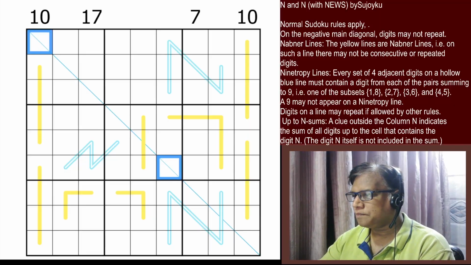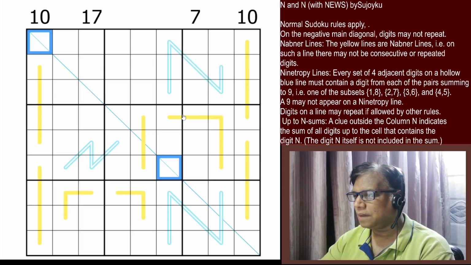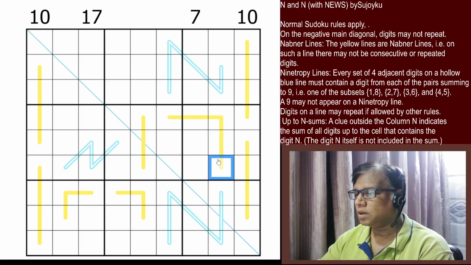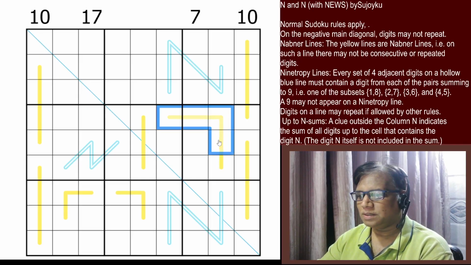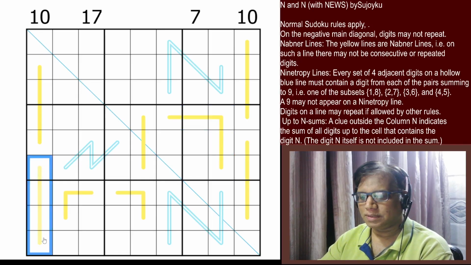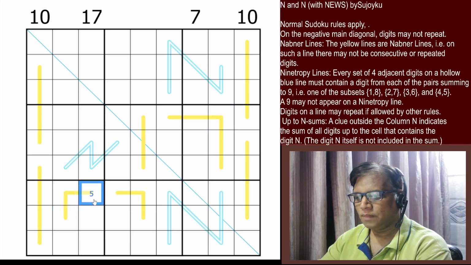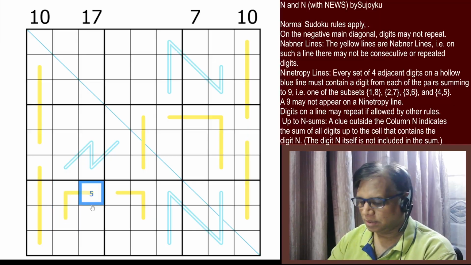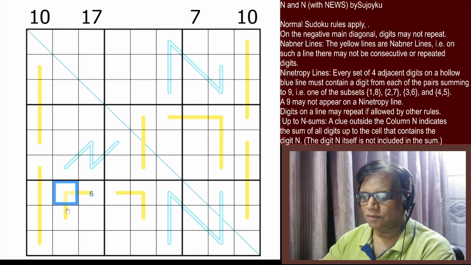Now, Nabner lines. Yes, the yellow lines are Nabner lines. That is, on such a line there may not be consecutive or repeated digits. For example, if a 5 lies on a Nabner line, this line may not contain another 5, and neither a 4 or 6. Let's take the example of this small line. If there is a 5 here, then you cannot have 5, 4 or 6 here. 5 because 5 is already on the line, and 4 and 6 because they are the neighbors. If you have 6 here, then you cannot have 5 or 7 here, because consecutive digits cannot appear on the line.